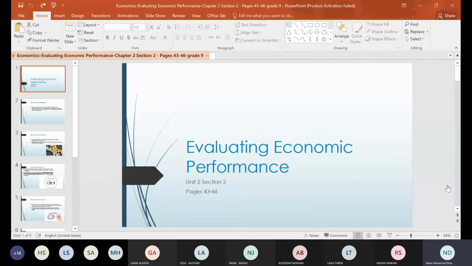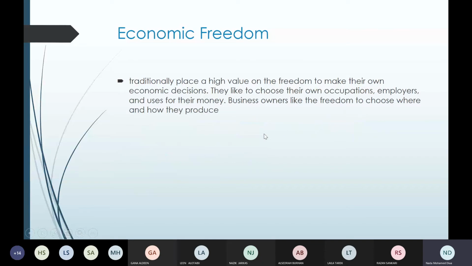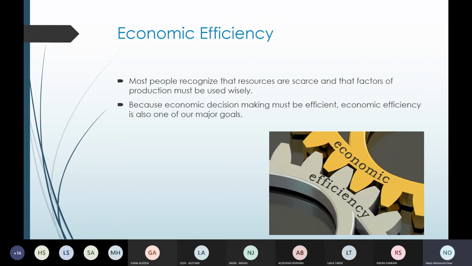So now I have economic systems. How can I evaluate economic performance? By 7 kinds. Number 1, economic freedom. When the economy is free, when people are free to make their own decisions, it is a good economic system. Business owners like the freedom to choose where and how they produce. Number 2, economic efficiency, like when we see here in the picture, when they work in harmony.